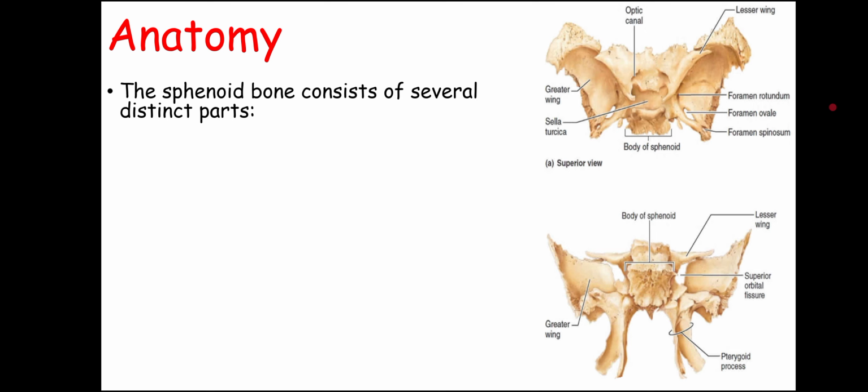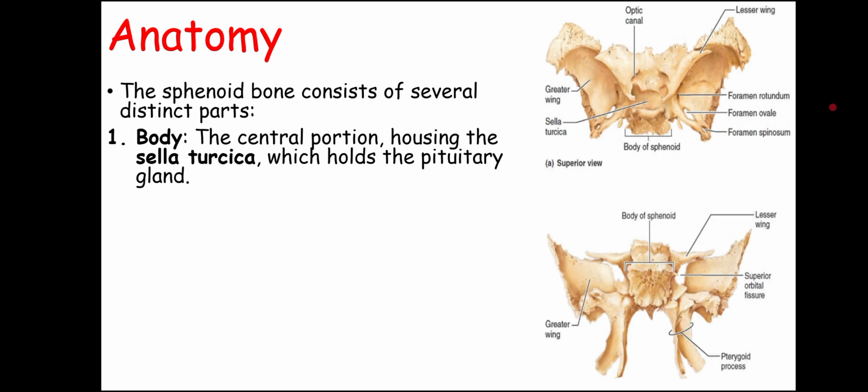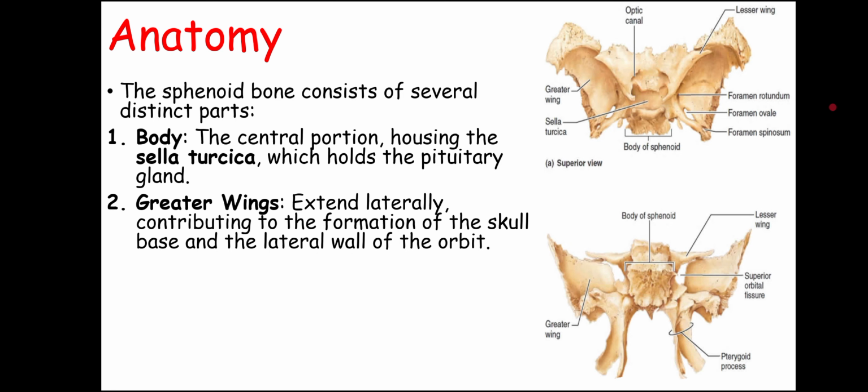The sphenoid bone consists of several distinct parts. The first is the body, a central portion housing the sella turcica, which holds the pituitary gland. The second part of the sphenoid bone is the greater wing, which extends laterally, contributing to the formation of the skull base and the lateral wall of the orbit.